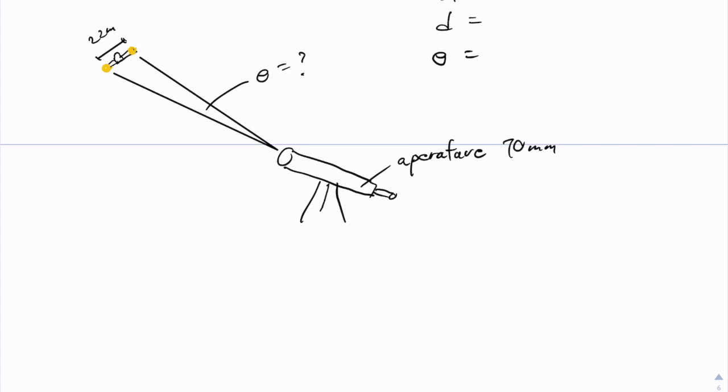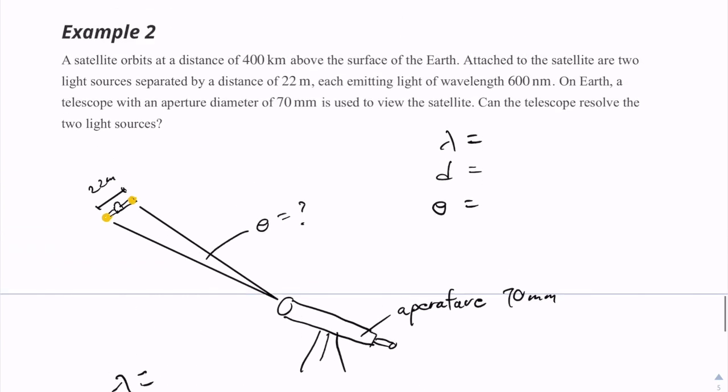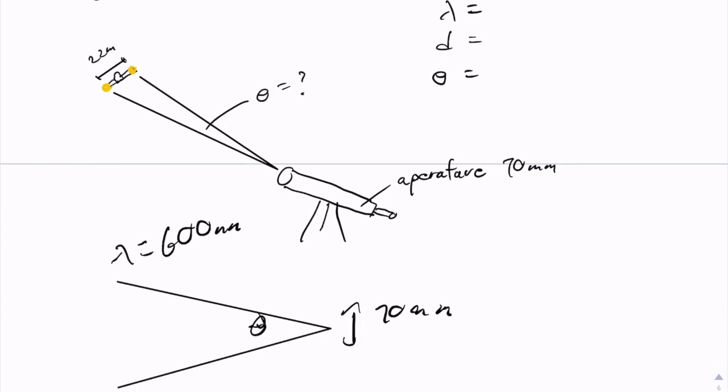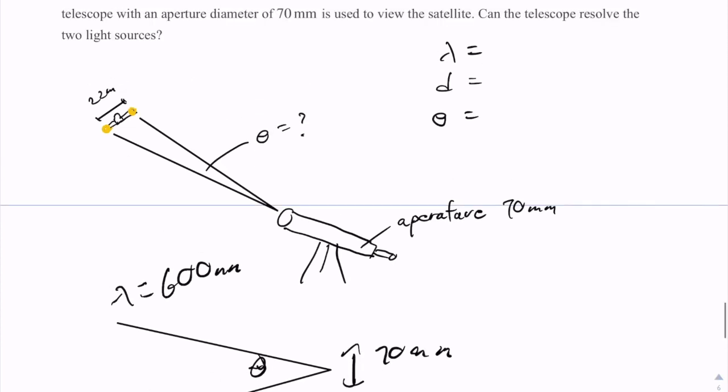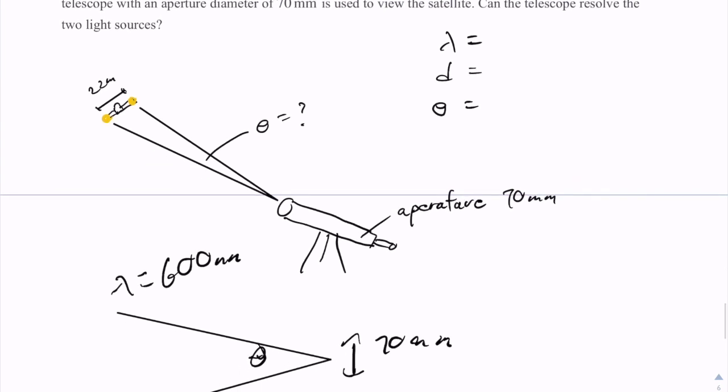Okay, let's maybe just, I'm going to redraw this diagram in a slightly more simplified format. So we're trying to figure out that minimum angle. We know the aperture size is 70 millimeters here already. And we know the wavelength is 600 nanometers. And now we are being asked, can this telescope resolve this or not? So does this satisfy Rayleigh's criteria?